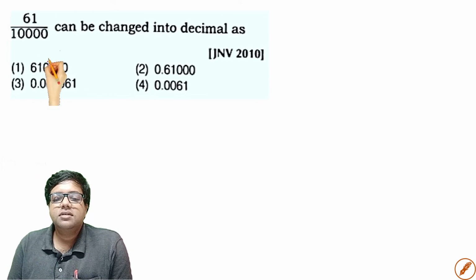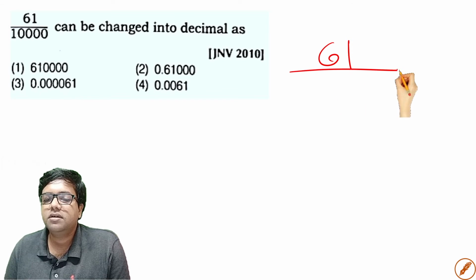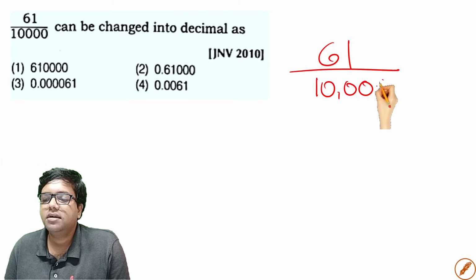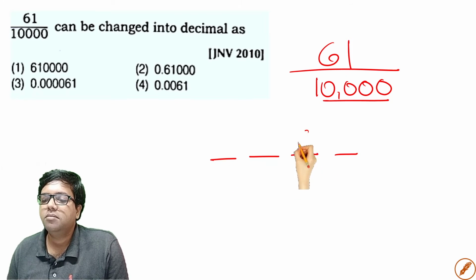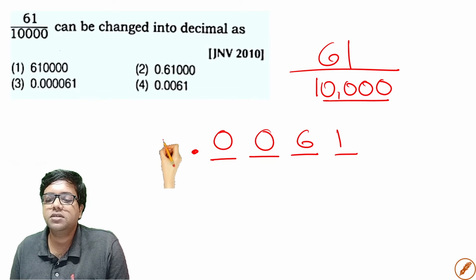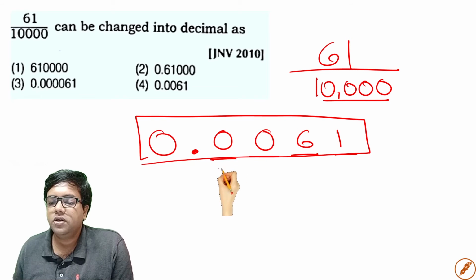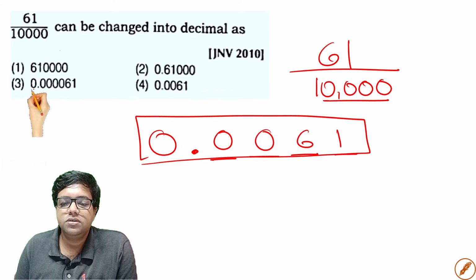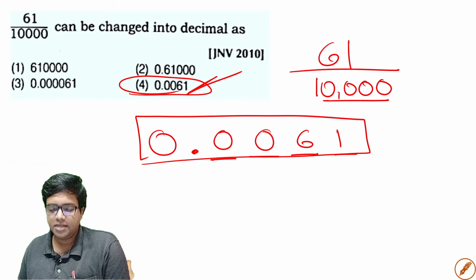Let's move ahead. 61 by 10,000. This is super easy. 10,000 has 4 zeros, so keep 4 places. Place the 61 at the end and write as many zeros as the spaces are. So this is the value of the given fraction: 0.0061. 0.0061 is available in option number 4. Option number 4 is the right answer.